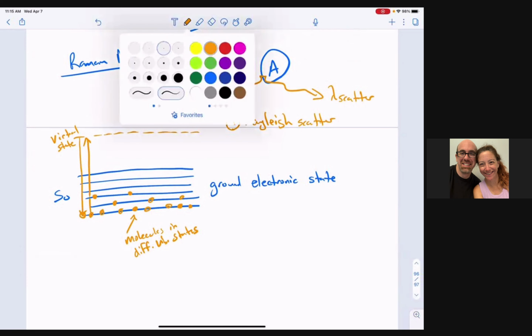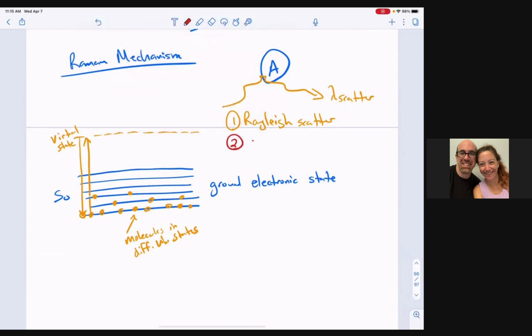The Stokes case, or Stokes-Raman scatter, if you will. We never really say Stokes-Raman when we're talking about Raman. We're either talking about Raman spectroscopy or anti-Stokes Raman. Okay, but Stokes-Raman spectroscopy is when you go from a lower state to that same non-existent virtual level, and instead of returning to the state you came from, you go to a higher state.